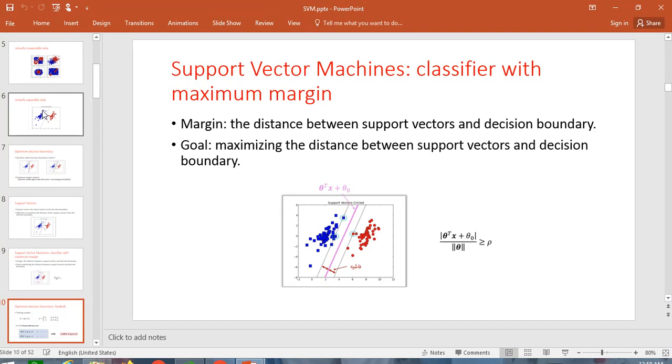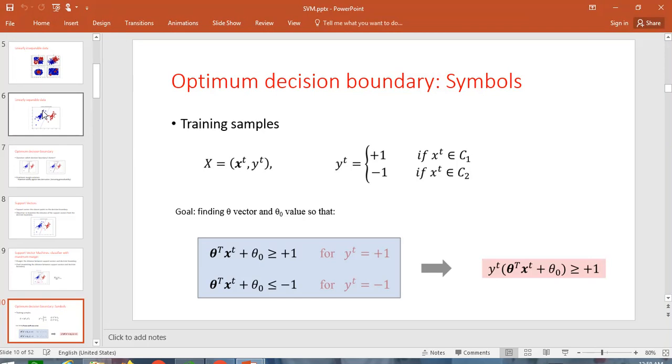The notation changes again. Here we have x_t and y_t, which are all samples in the training set. Until now, when we had two classes, we considered one class as 0 and the other as 1. From now on, when we have two classes, we consider one class as positive and the other as negative. You can see further how much this change contributes to the simplicity of the algorithm.